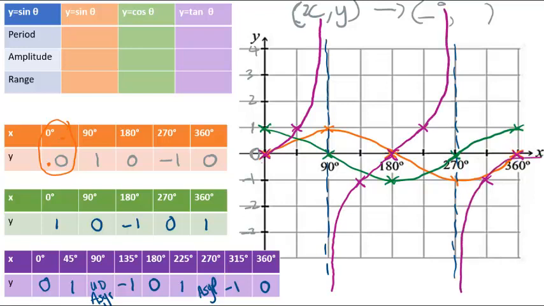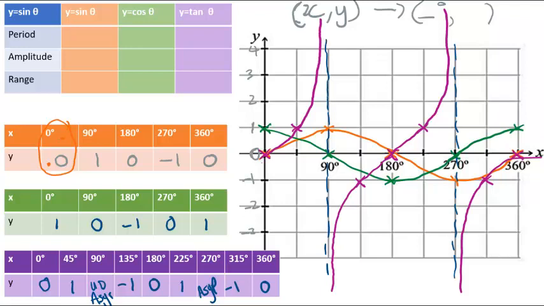And like that. So these are the 3 basic trigonometric functions: y equals sine of theta, y equals cos of theta, and y equals tan of theta. Next up, we want to complete the table on the top, which speaks to the period, amplitude, and the range of each graph.